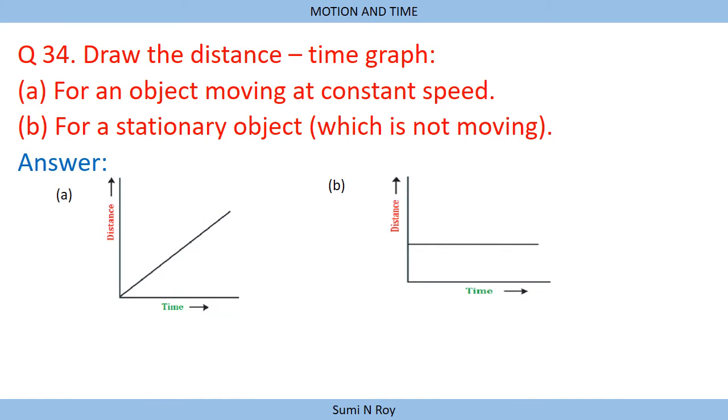Next question is on the distance time graph. Draw the distance time graph for an object moving at constant speed. This we have already discussed during our explanation, that the distance time graph of an object moving with a constant speed will be a straight line. And for a stationary object, the distance time graph will again be a straight line, but this time the straight line will be parallel to the time axis.